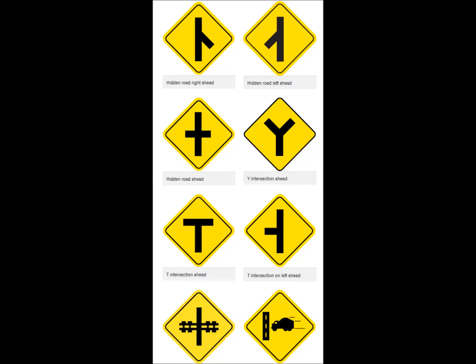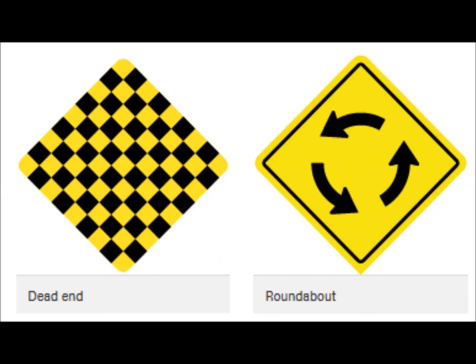Image description. A diamond with a checkerboard of black and yellow. Dead end. Image description. A pale yellow diamond with a black border. In it are 3 arrows pointing in a circle going counterclockwise. Roundabout. Roadways ahead that join.